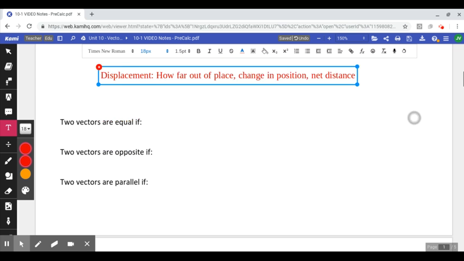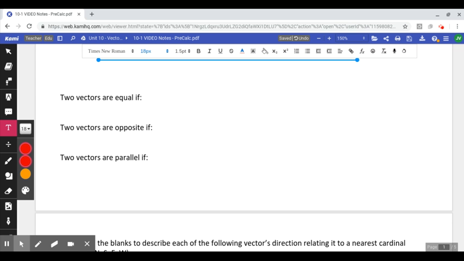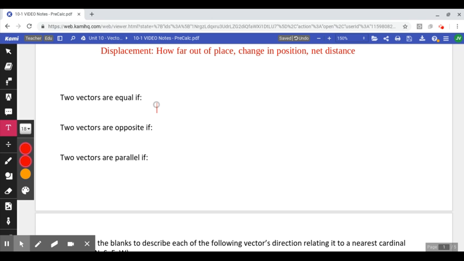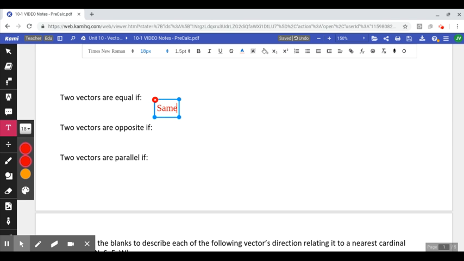Let's talk about 3 more vocabulary words. We're going to talk about 2 vectors being equal. 2 vectors are going to be equal if they have the exact same direction and same direction and magnitude. I should probably underline that.